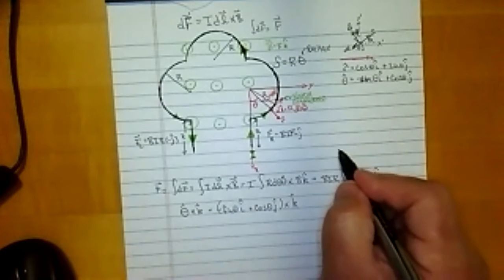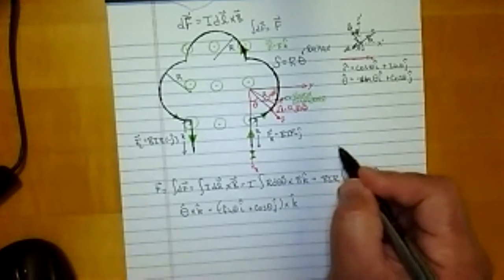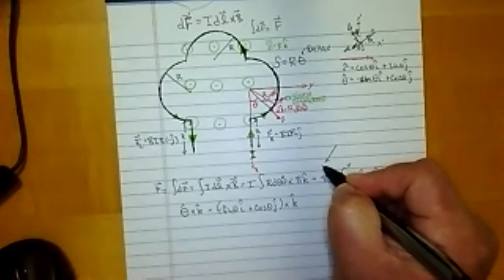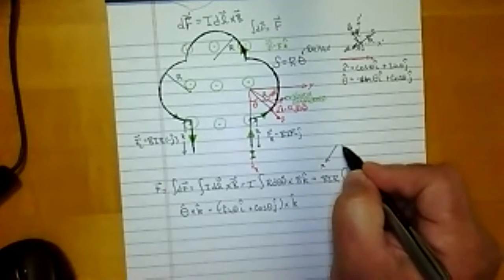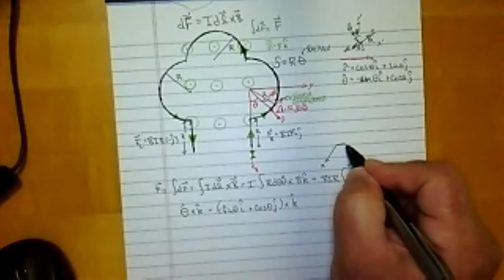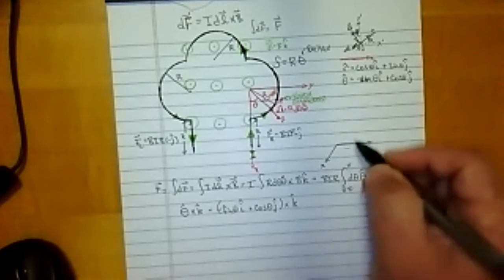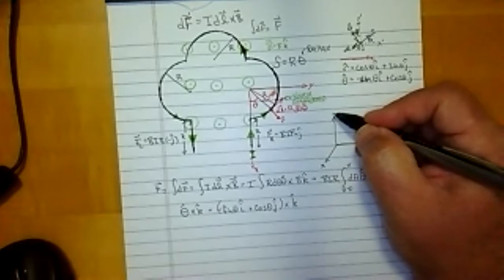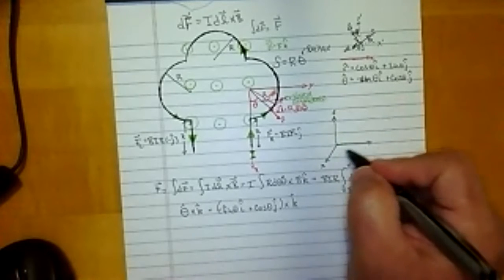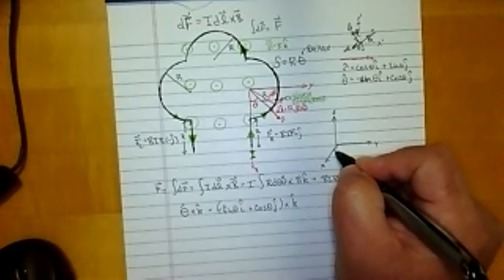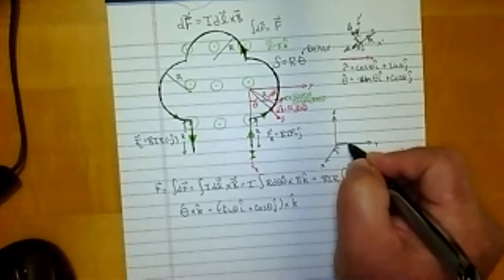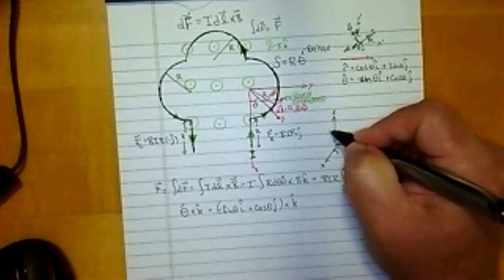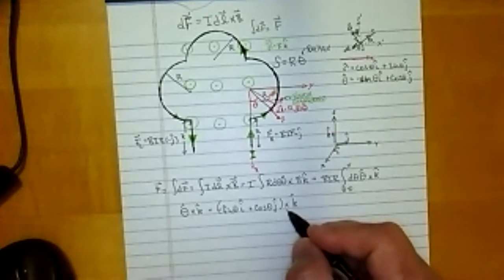Now remember, this little coordinate system might help us out a little bit. If I draw the x-axis pointing out of the page, and then the y-axis horizontal, and then the z-axis pointing up, that is a right-handed coordinate system. And in fact, the i hat points this way, the j hat points this way, and the k hat points this way. This will come in handy when I'm trying to do the cross product this way.